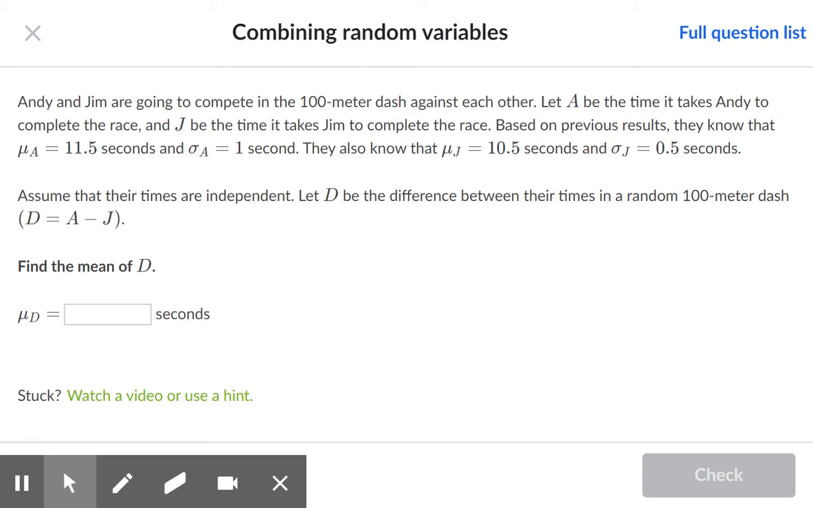And then to find the mean of D is to find the mean of A minus the mean of J. It's that simple. The mean of A is 11.5 minus the mean of J, 10.5, and that gives us 1. So the mean of D is 1.